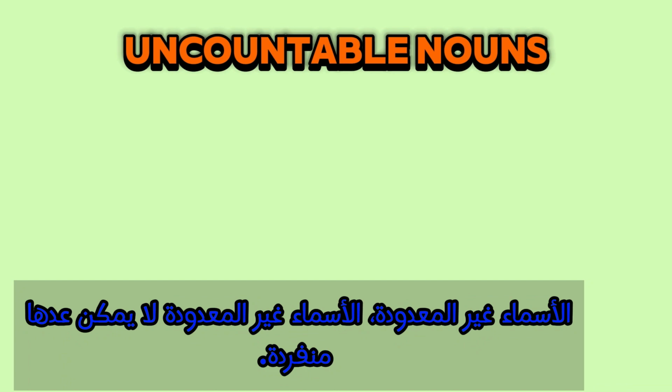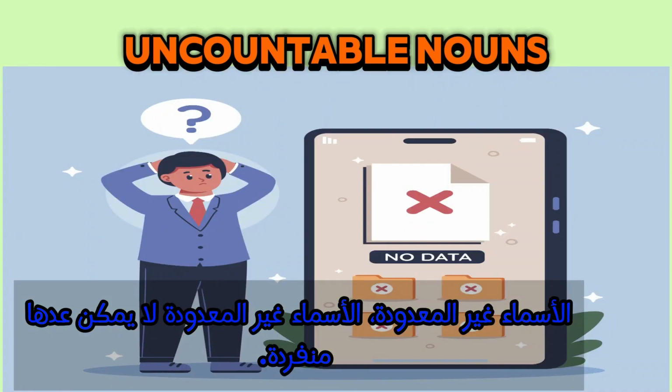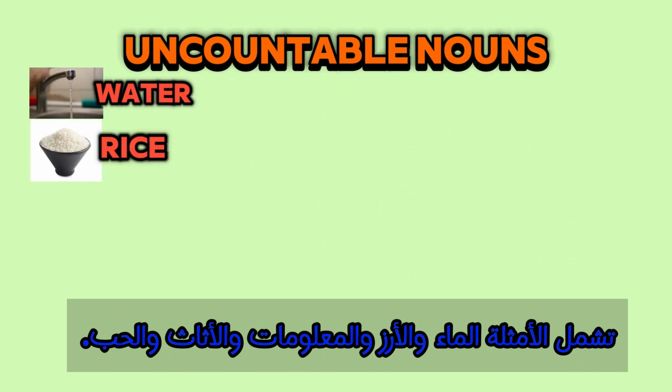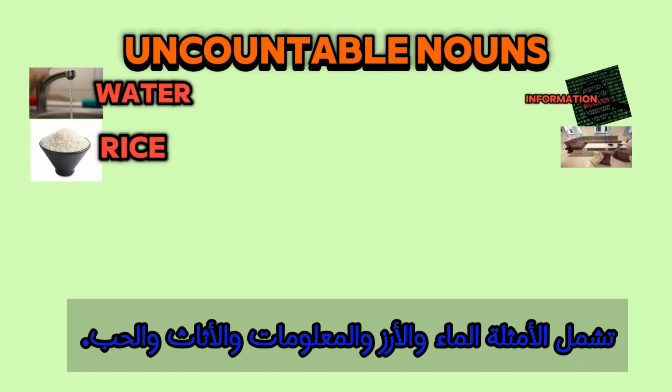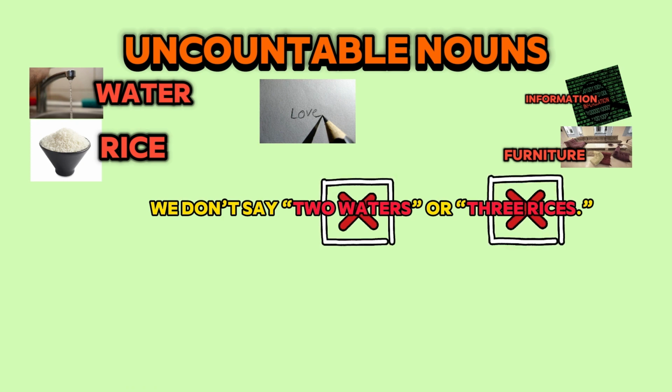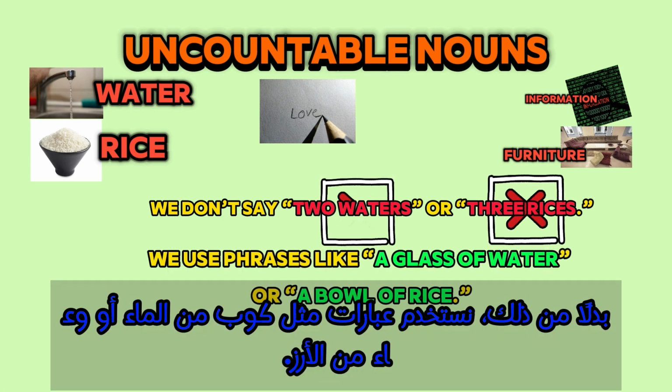Uncountable nouns. Uncountable nouns cannot be counted individually. Examples include water, rice, information, furniture, and love. We don't say 2 waters or 3 rices. Instead, we use phrases like a glass of water or a bowl of rice.